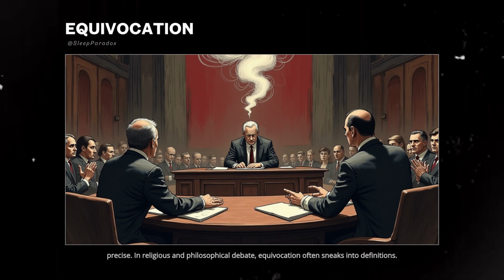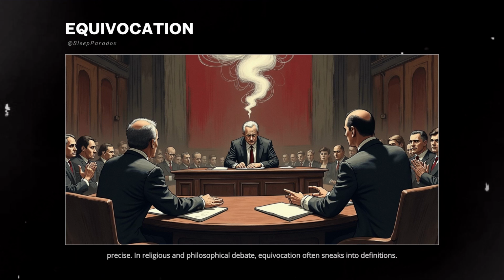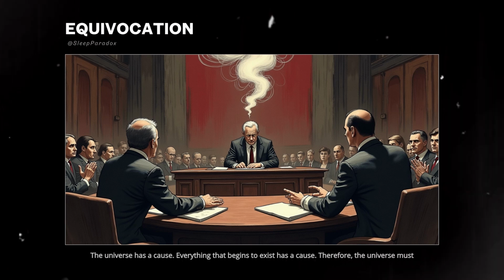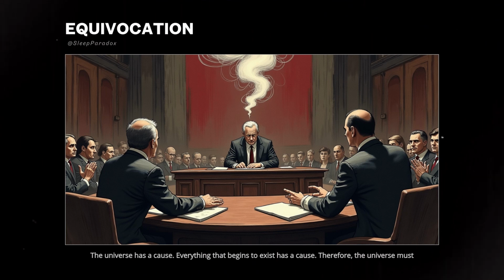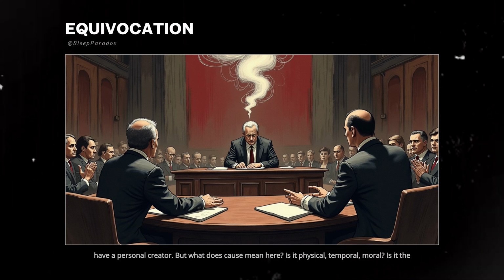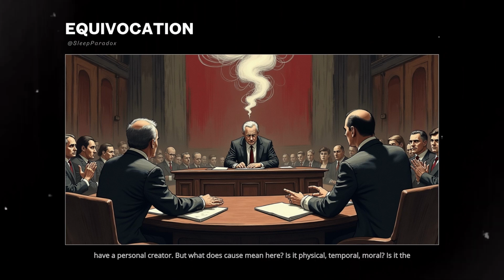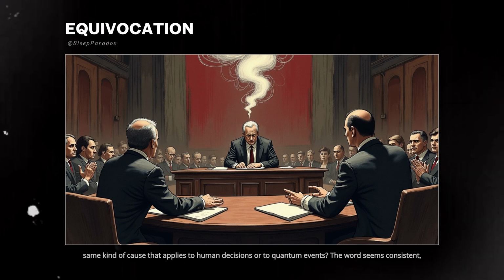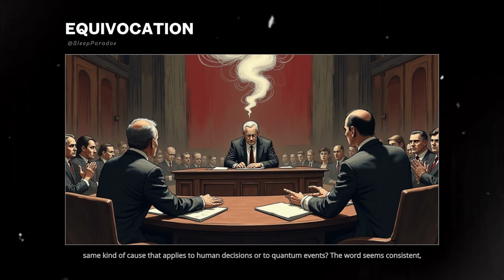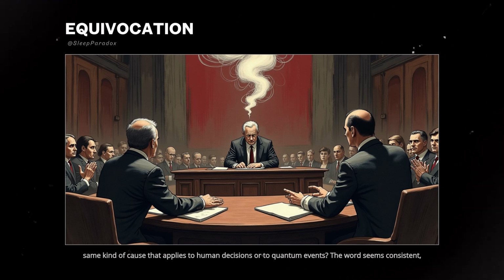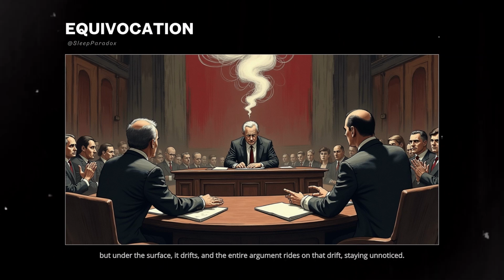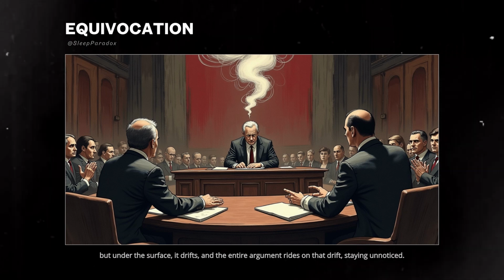In religious and philosophical debate, equivocation often sneaks into definitions. The universe has a cause. Everything that begins to exist has a cause. Therefore, the universe must have a personal creator. But what does cause mean here? Is it physical, temporal, moral? Is it the same kind of cause that applies to human decisions or to quantum events? The word seems consistent, but under the surface, it drifts. And the entire argument rides on that drift, staying unnoticed.